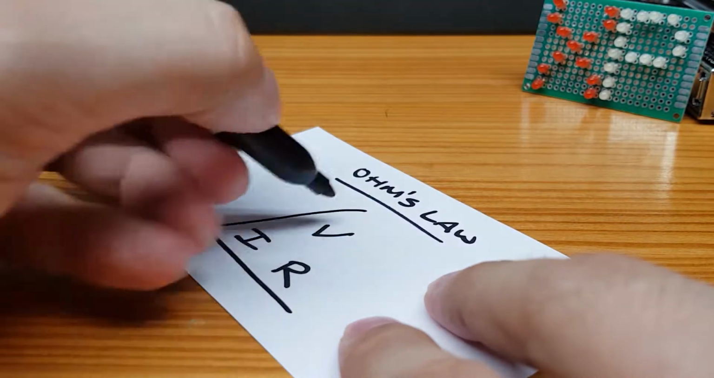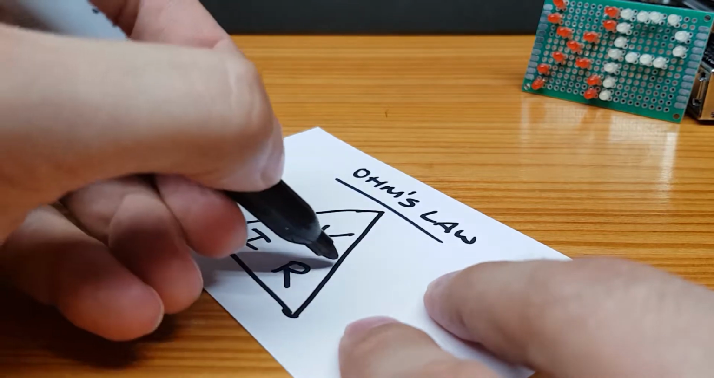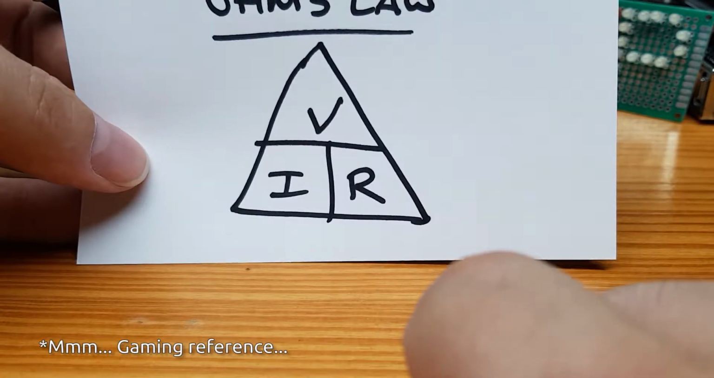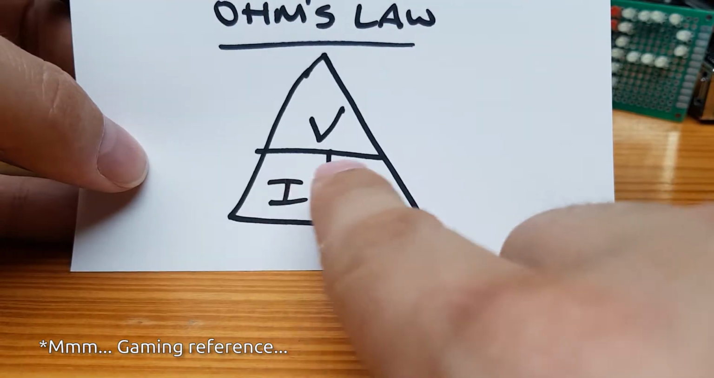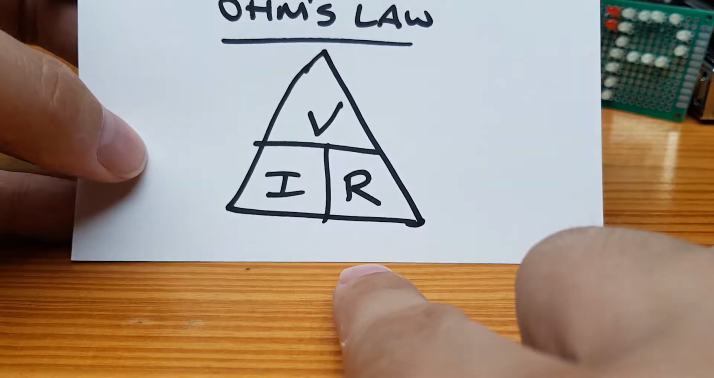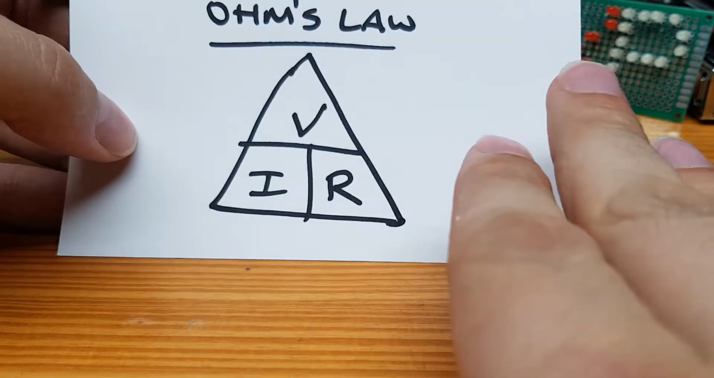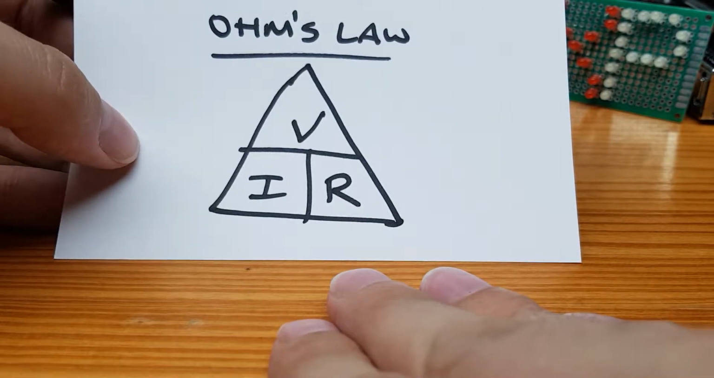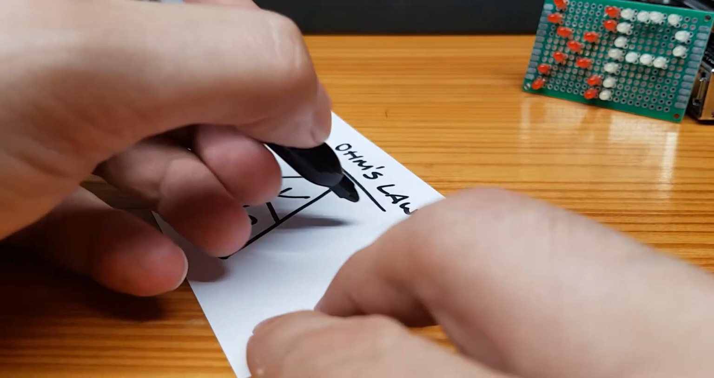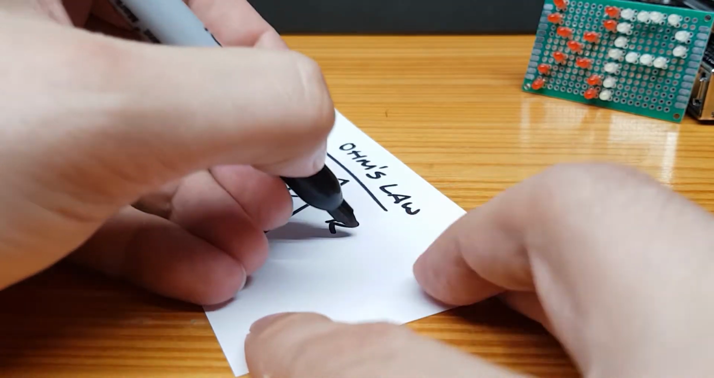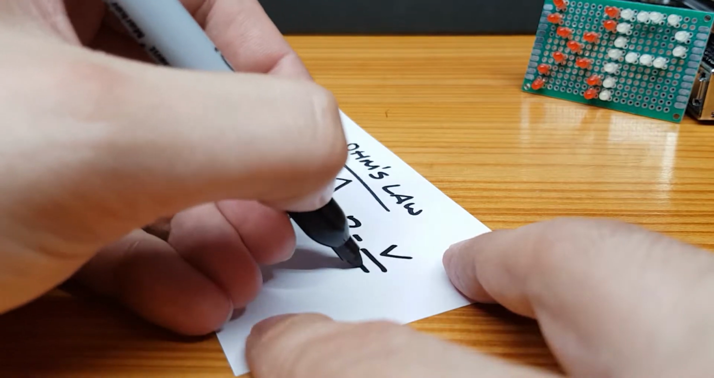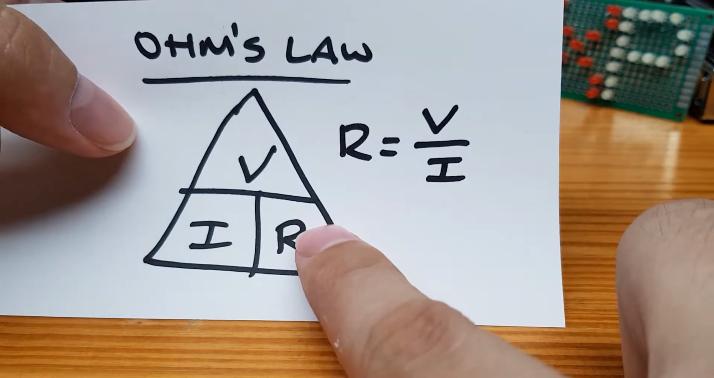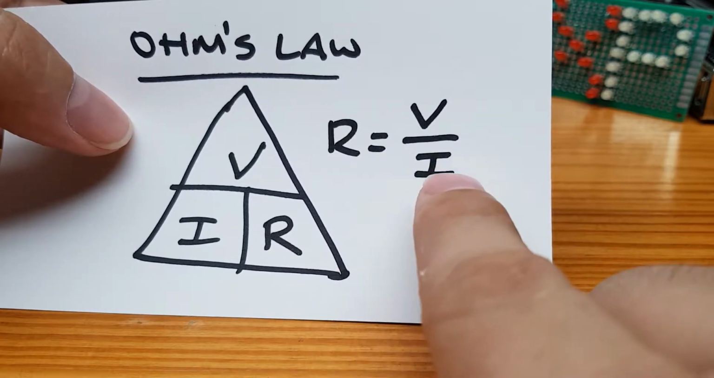And this goes into a nice little triangle here. Okay, like a T virus. Anyway, so these are all related to each other. What we're going to be looking at is creating the correct resistance for an LED. And so the resistance that we need is equal to voltage over current. So you can see there, resistance is equal to voltage over current.